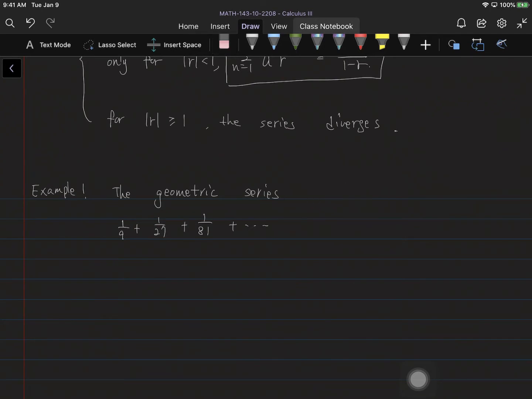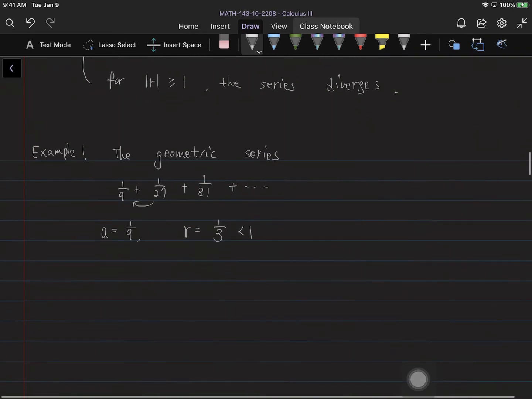Okay, geometric series. Let's see. From this one, we can see A is 1 over 9. What is R? We said you can use different ways to find R. I like to use my second term divided by the first term. So I get my R equals 1/3. And I noticed this is less than 1, so it converges. That means there is a sum, right? And what is the sum?